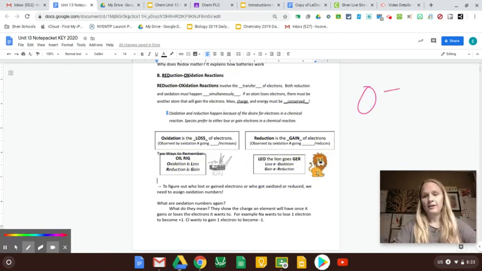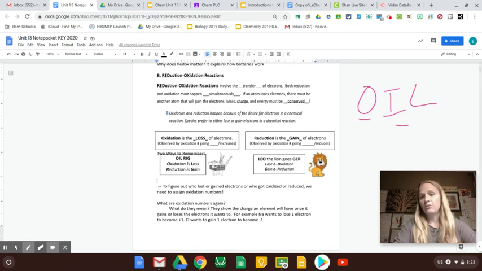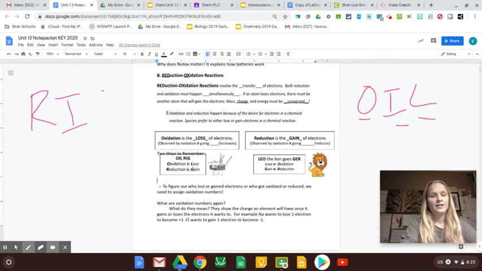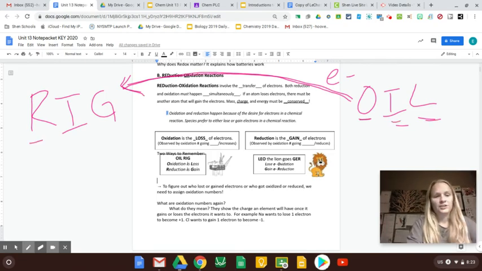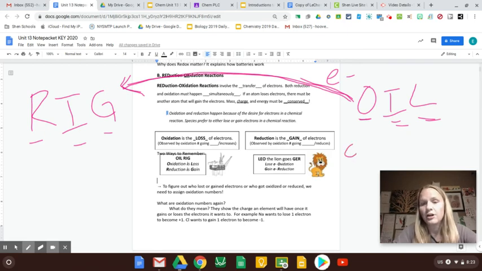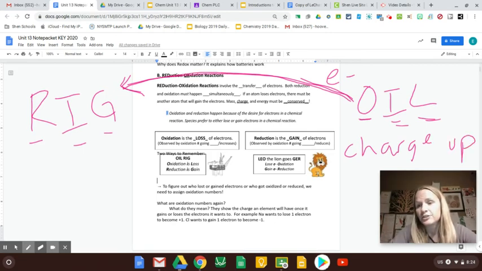Okay, so oxidation is loss, OIL, and reduction is gain. So oxidation is loss, so the electrons are going from the thing that's oxidized to the thing that's reduced. Then you have to think about what the charge is going to look like. If this thing is losing negative electrons, then its charge is going to go up, right? Because you lost something negative.